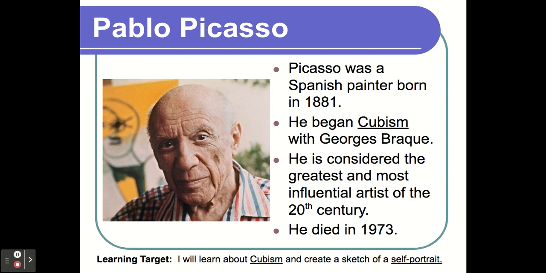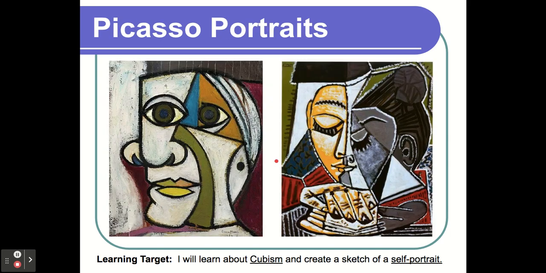The first Cubist artist that we are going to learn about is Pablo Picasso. He was born in Spain in 1881. And Pablo Picasso is the artist who started this style of Cubism, along with a friend of his, Georges Braque. He is considered the greatest and most influential artist of the 20th century. And he died in 1973. Let's take a look at some of Picasso's Cubist portraits.